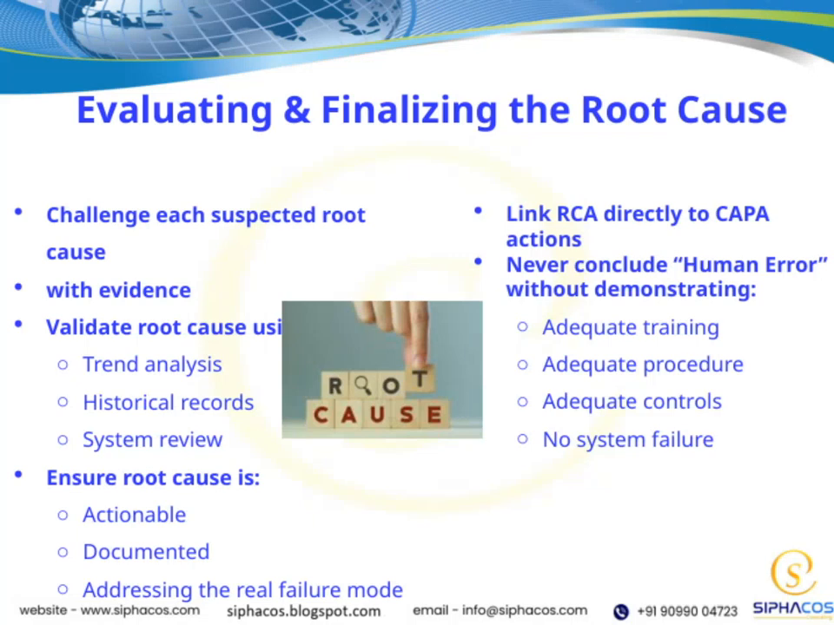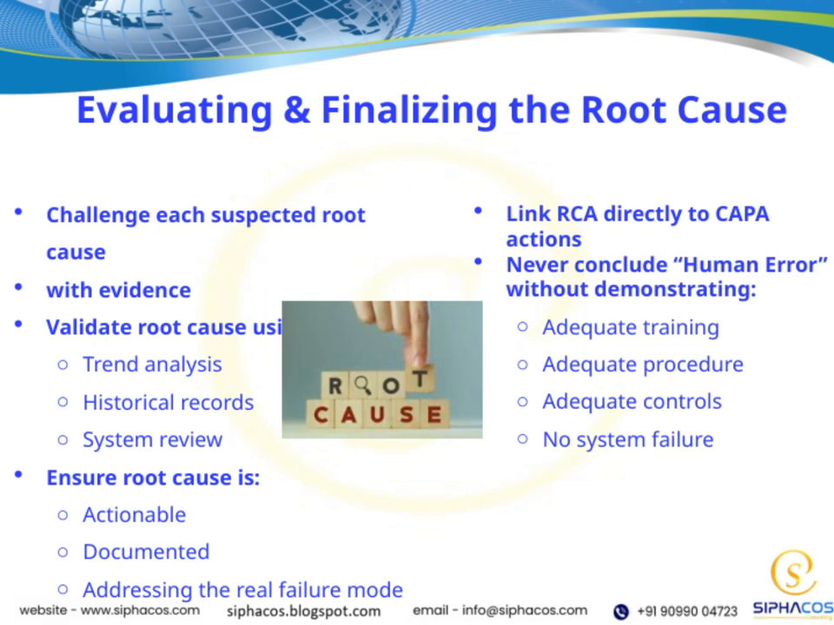Let's talk about how to effectively link RCA directly to CAPA actions. It's crucial that we don't jump to conclusions like human error without thorough evidence. Always make sure you've demonstrated that there was adequate training, proper procedures, and effective controls in place. We also need to confirm that no system failure contributed to the issue. It's important to challenge each suspected root cause with concrete evidence. Don't accept assumptions at face value.